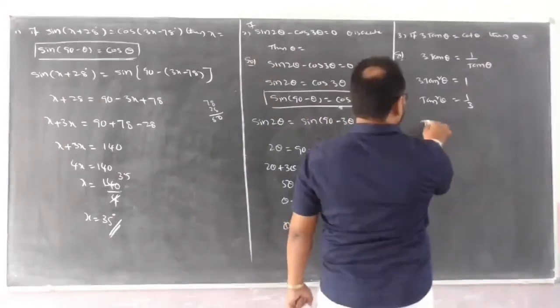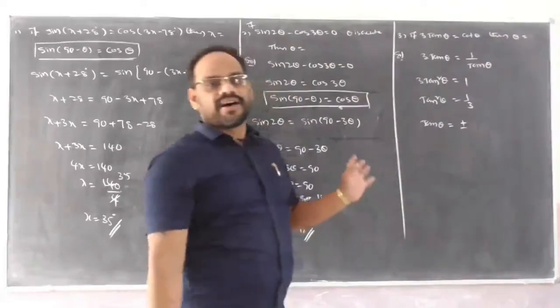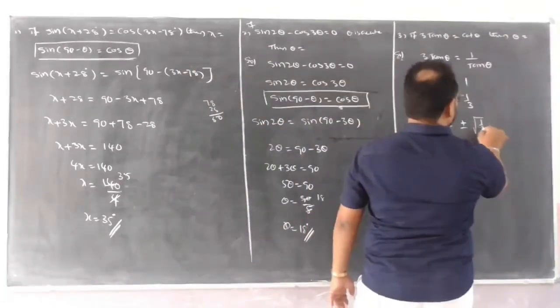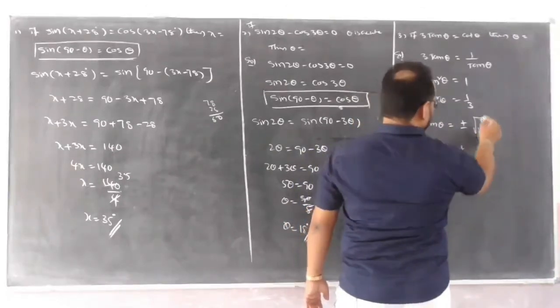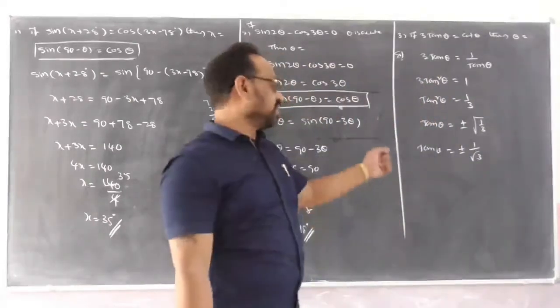So tan theta is equal to, if you transpose the square from LHS to RHS, it will become plus or minus square root of 1 by 3. So tan theta is equal to plus or minus square root of 1, which is 1 only, by square root of 3. So we get 1 by square root of 3.